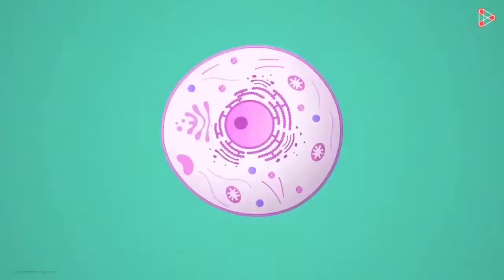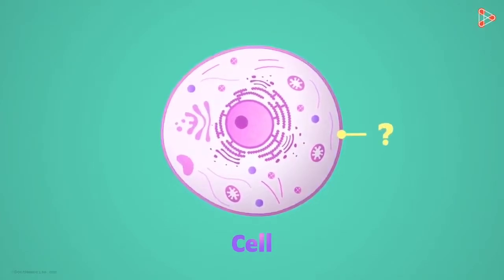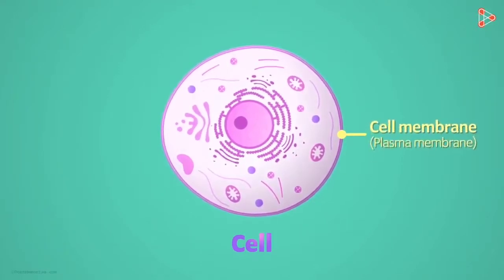If we are given this image and asked what exactly this is, I'm sure your answer will be a cell. Now to study this, we need to study every component present within. And not only within, we even need to study the covering, that is, this part, in detail. Now can you tell me what exactly this is named? That's right, it's called the cell membrane or the plasma membrane.